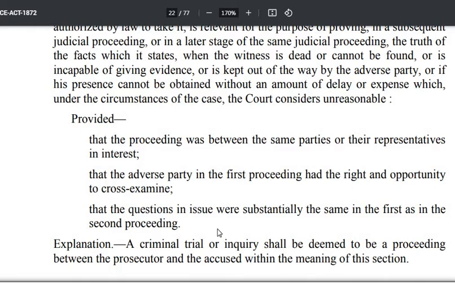Now you see the word used is evidence. When you make the statement before the judicial magistrate under 164, that is not evidence. That is just a statement or confession. When you make the statement to the police under 161, that is not evidence. Evidence means formally in the court at the trial stage, either before the court or before a commission. You make a statement on oath and you have been subjected to the cross-examination, or at least the right to cross-examination is given to the opposite party.